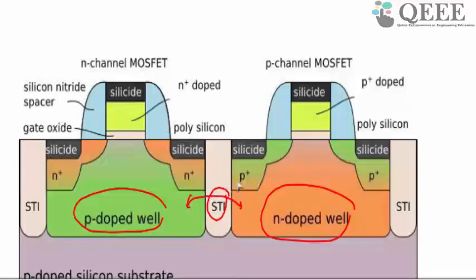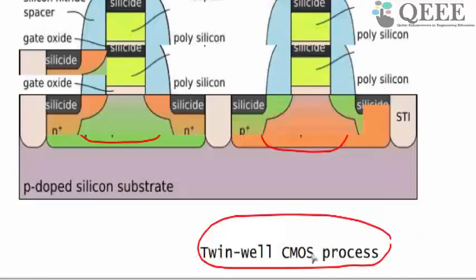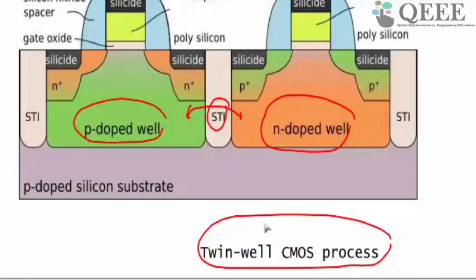For example, in a simple CMOS inverter, there is an STI separating the NMOS and the PMOS. There are various reasons, and I don't want to go into this one. If you want, I can answer in the question and answer session. So this was a popular technology, the twin well CMOS process. Even today, all the NMOS and PMOS sit in twin well technology.